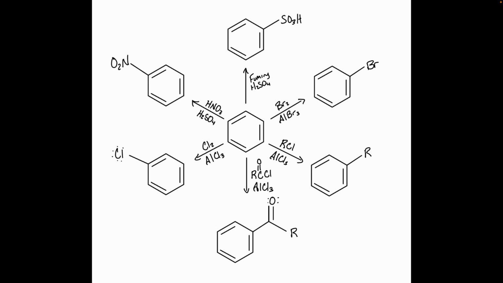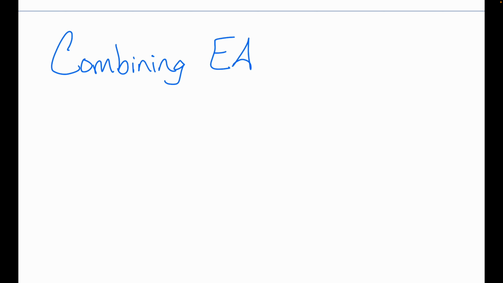All right? So what we're going to do now is we're going to take those 6 reactions and we're going to start mixing and matching them. All right? We're going to start combining these EAS reactions.